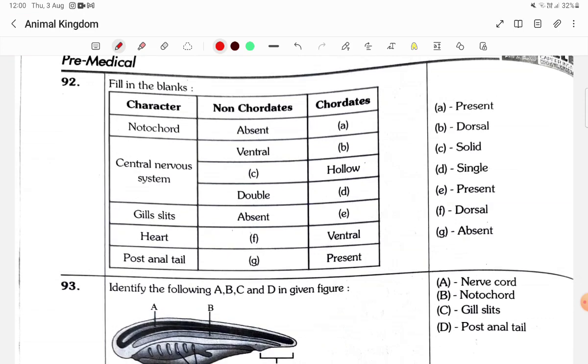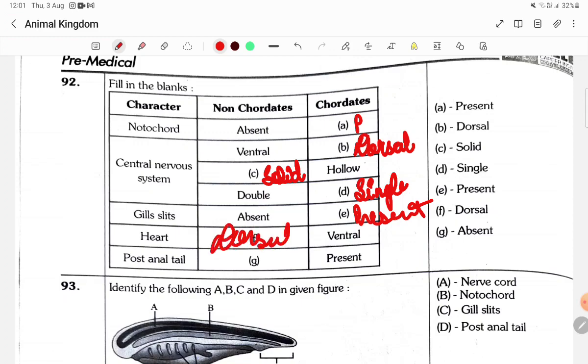Question number 92. Notochord. Okay, so we have to fill this table. Notochord is present in chordates, so here it is present. Central nervous system, ventral or dorsal. So they are ventral, dorsal. Next is hollow. So here we have solid, double. So here is single. Gill slits are present in chordates. Heart is dorsal here. Postanal tail here absent.